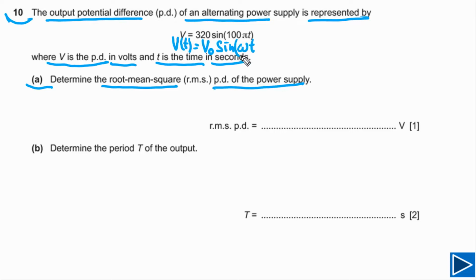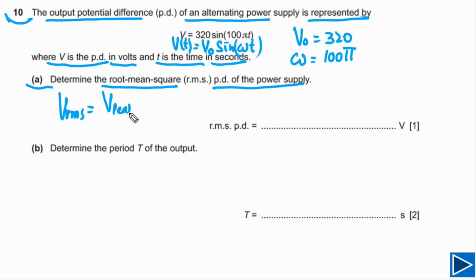Now we have to compare these two. If we compare these two, in this case, V naught is equal to 320 volts. And omega we can also get from here. So omega will be equal to 100 pi. This is the value of omega. We need to calculate the root mean square, VRMS. So simply we can say VRMS is equal to VP, the peak value of the potential difference, divided by root of 2.